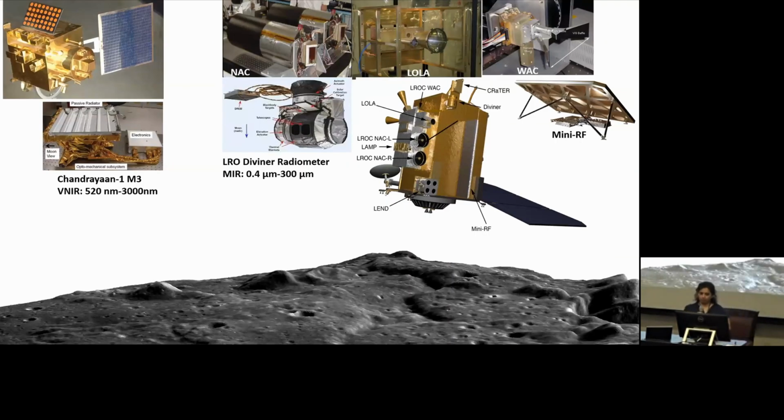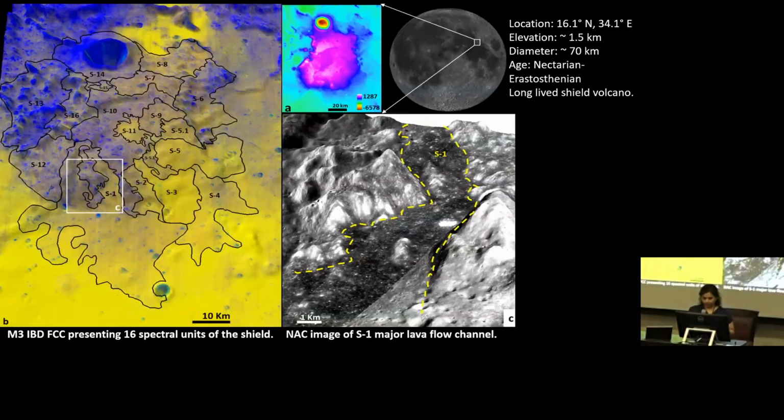So to understand the composition, we used Chandrayaan-1 Moon Mineralogy Mapper datasets and LRO Diviner datasets, and to understand topography, morphology, and tectonics, we used NAC, LOLA, and WAC datasets, and to understand the presence of pyroclastic deposits, we used Mini-RF datasets.